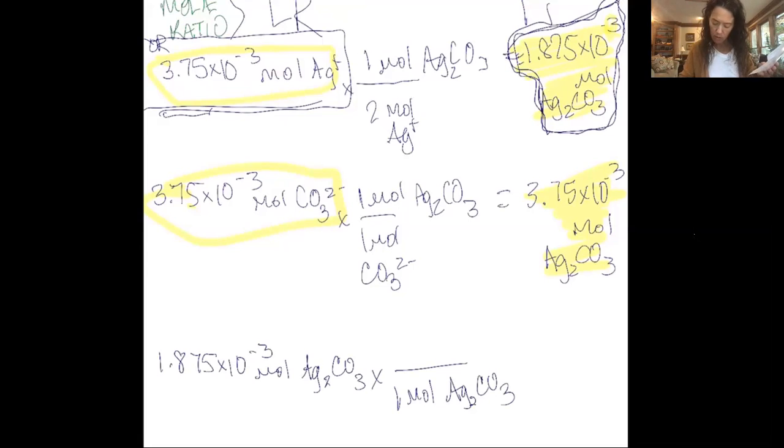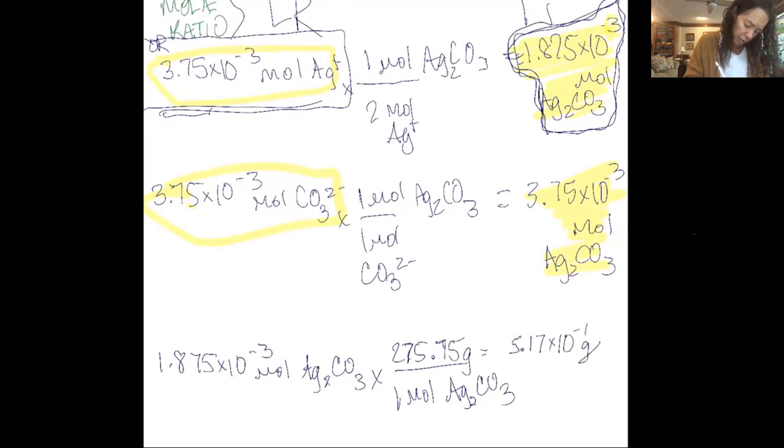Silver is 107.87. This is going to be a heavy compound. 107.87 times 2 plus the 12.01 for carbon plus 16 times 3 for oxygen. Make sure you do it right. I've got 275.75. If I was on a test, there's a good chance I would do that again. Multiply that by 1.875 times 10 to the negative 3. And I get, which I hope is right, since that's a pretty large molar mass, 5.17 times 10 to the negative 1, or just 0.517.